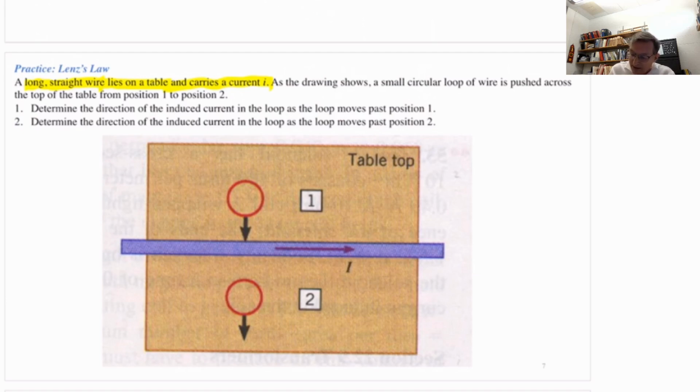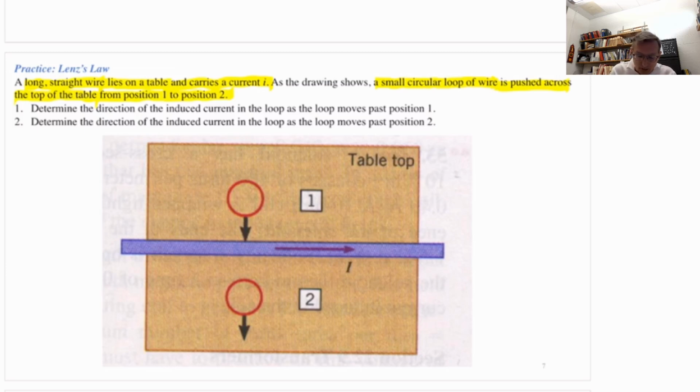All right, there is also a small circular loop of wire that is being pushed across the top of the table, starting at position 1 and heading across to position 2. So you see in position 1, the loop is, if you like, above the wire in our top-down view, moving towards the wire. In position 2, that loop is below the wire, moving away from the wire.